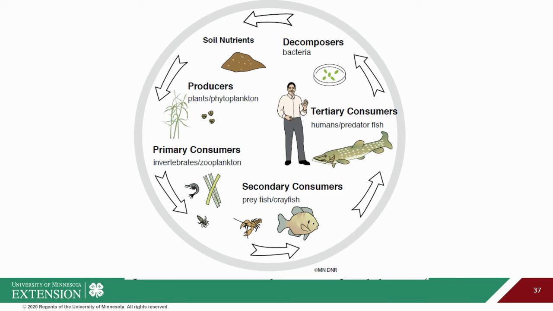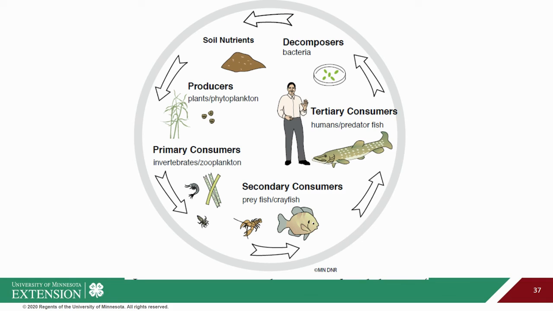Now, another thing for tertiary consumers: we talk about larger predator fish, we talk about us as humans, but we can also think of it as other animals that might eat fish. So this could be bears, could be eagles. Possibilities are endless there with what it is.